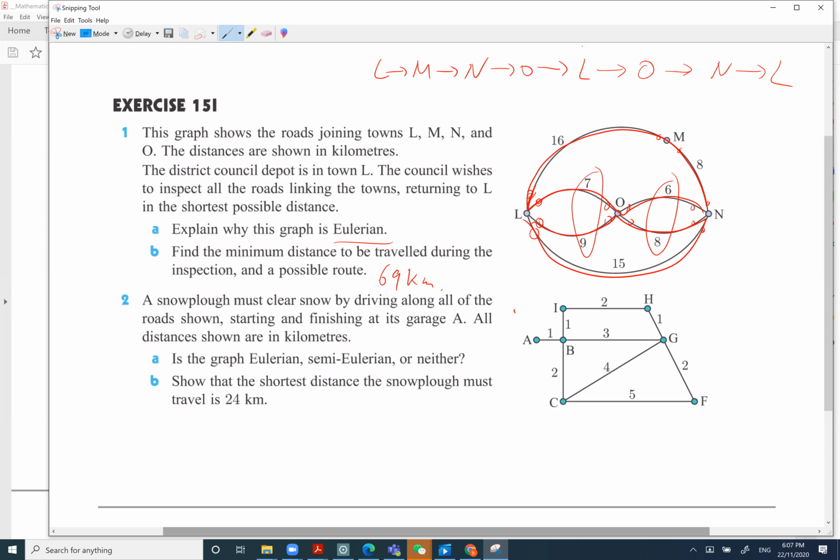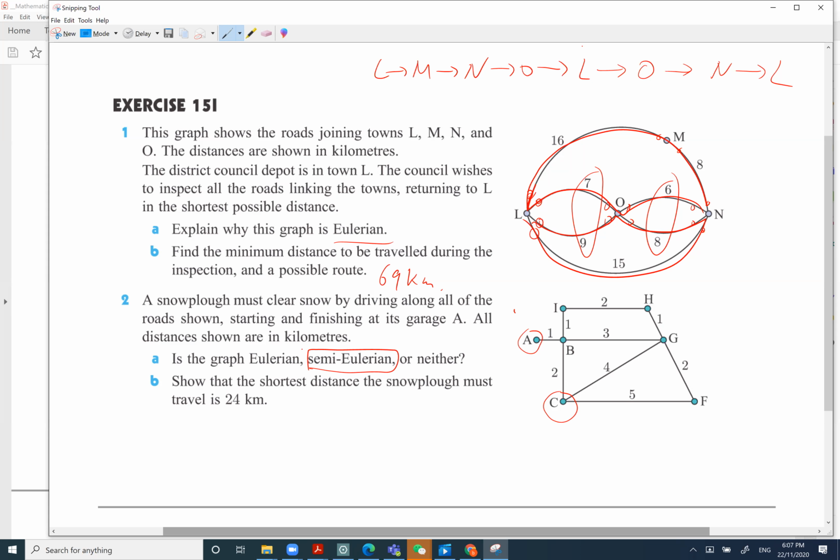Must clear snow, driving all the roads, starting and finishing at the garage A. All distances shown. Is that Euler, semi-Euler or neither? We check. A has just 1 degree, C has just 3 degrees, all others even. So this is semi-Euler. Semi-Euler has 2 vertices with an odd degree.